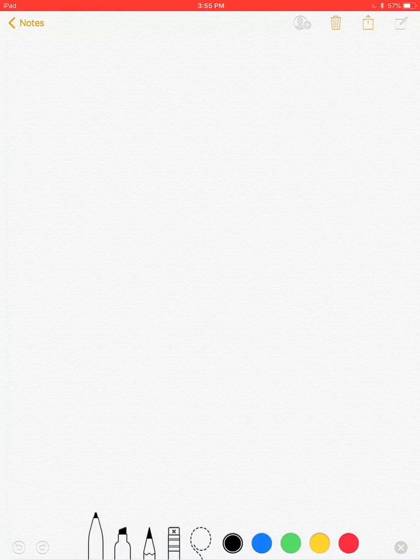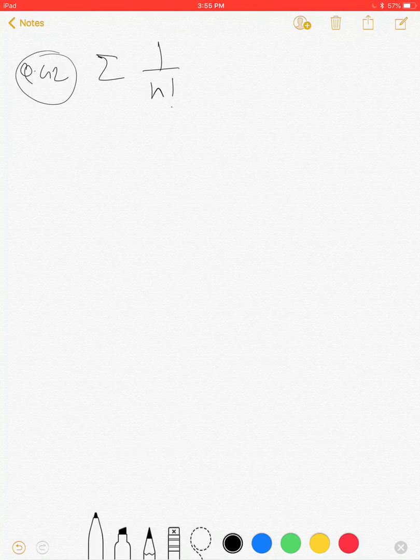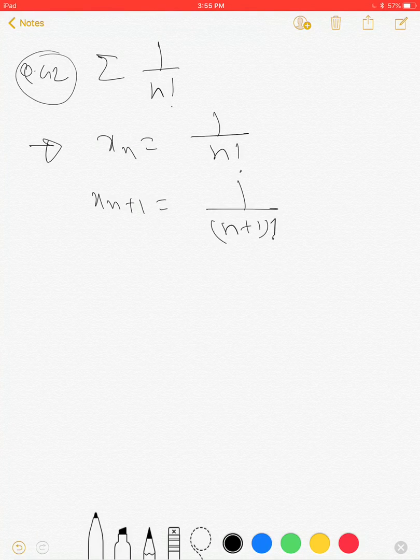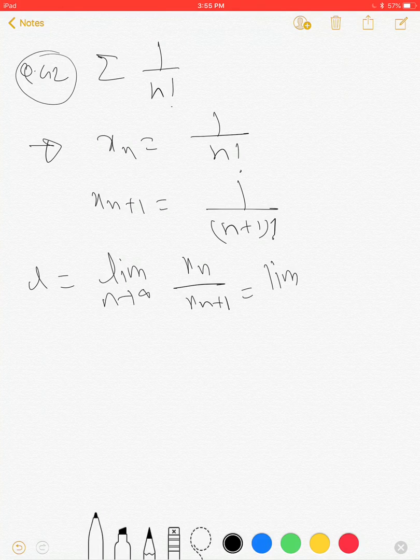Next question, that is question number 42. Our question number 42 is to test the convergence of 1 upon n factorial. Here the nth term is 1 upon n factorial. Take the n plus 1th term. The n plus 1th term is 1 upon n plus 1 factorial. So by the ratio test, just take the ratio of the nth term to the n plus 1th term. So this is xn upon xn plus 1. So this is the limit as n tends to infinity, where xn is 1 upon n factorial and xn plus 1 is 1 upon n plus 1 factorial.